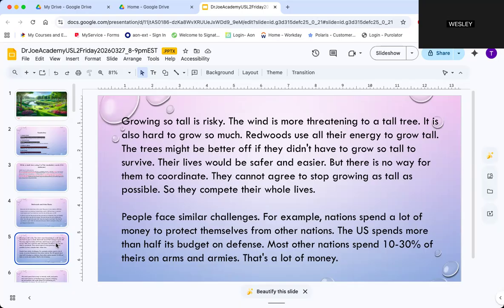People face a similar challenge. For example, nations spend a lot of money to protect themselves from other nations. The US spends more than half its budget on defense. Most other nations spend 10 to 30% on their arms and armies. That's a lot of money.